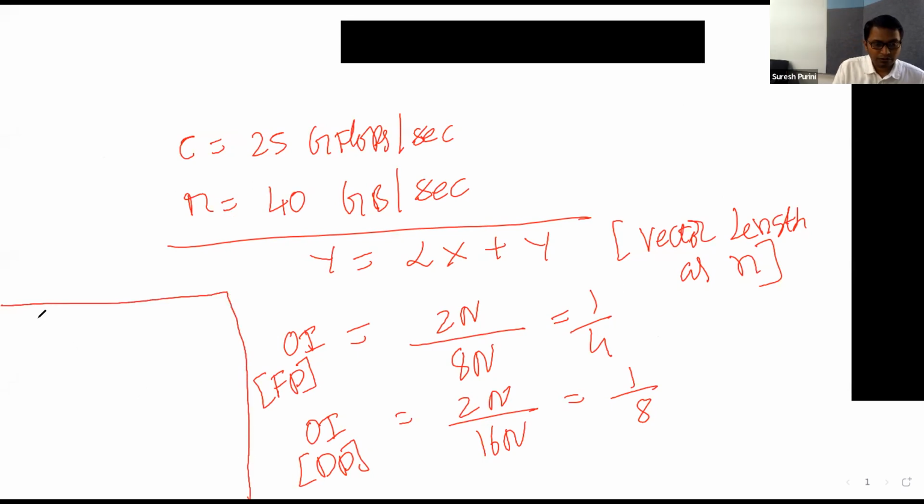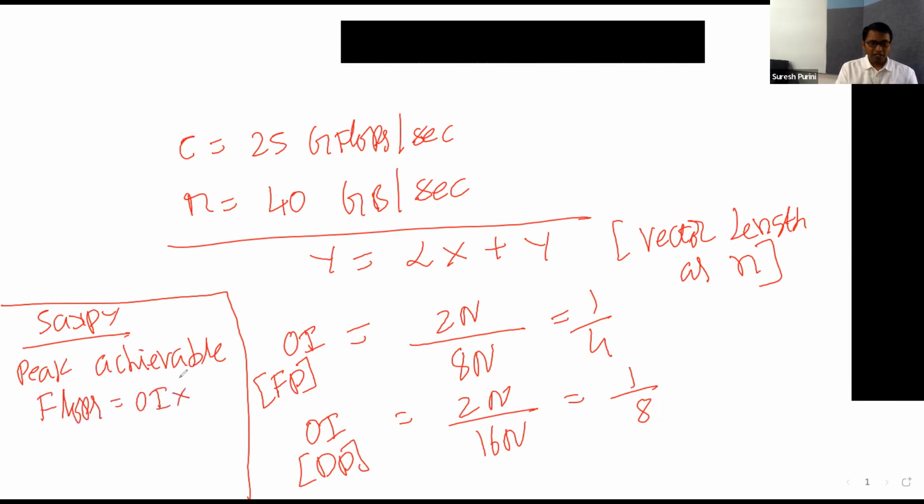This program is called an AXPY program. For this program, for every byte of data that you fetch, you are able to do 1 over 4 computations. So the peak achievable flops is equal to operational intensity into memory bandwidth. If you assume memory bandwidth as 40 gigabytes per second, then we will be able to get 10 gigaflops per second.